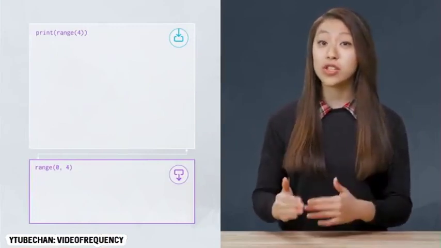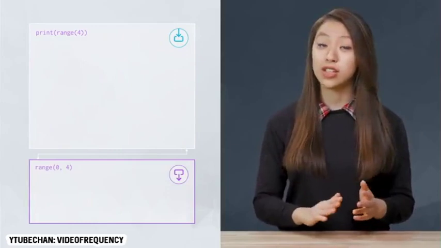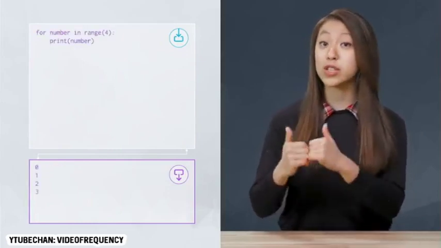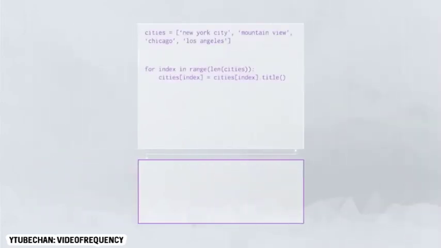This is because printing just the output of range only shows you a range object. You can view the values in the range object by converting it to a list or iterating through it in a for loop. Back in our cities example, we can use the range function to generate the indices of each value in the cities list. This lets us access the elements of the list with cities[index], so that we can modify the values in the cities list in place.